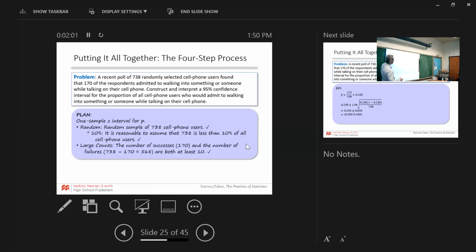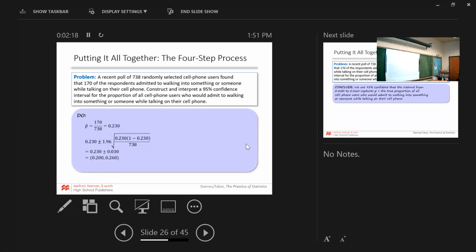170, and 738 minus 170, which is 568, are both greater than 10. So we can assume that this is going to be approximately normally distributed. Now, here's what happens. This is just 1 point for this. p-hat, the sample proportion, is success over total. It's about 23%.